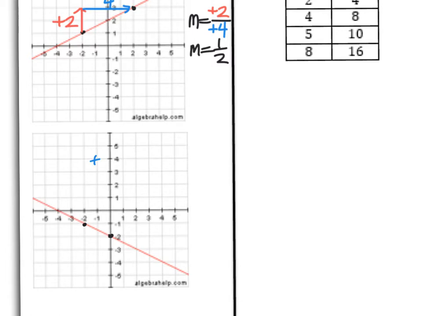This time when I read it from left to right, I'm going to be going downhill. So I'm going to rise, it's actually going to go down, and it goes down 1. So my slope, I would start writing it, m equals -1 over, and I'm going to run how many? In this case, I go to the right 2. So +2. -1 over +2, that doesn't need to be reduced, but I'm just going to make it look a little nicer without those colors and that positive sign on the bottom.